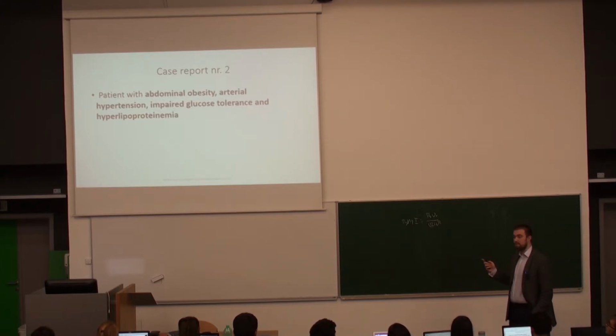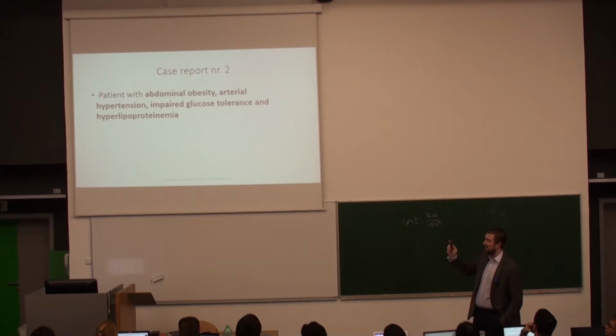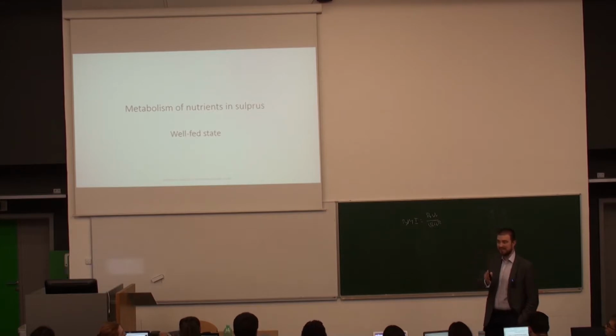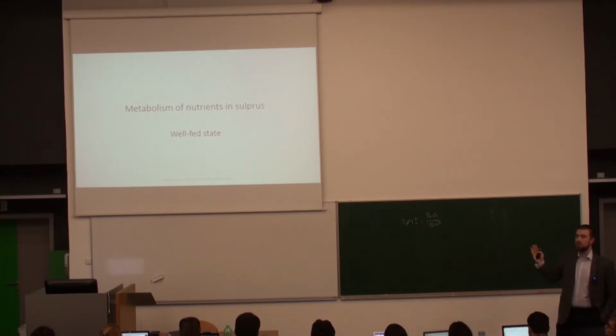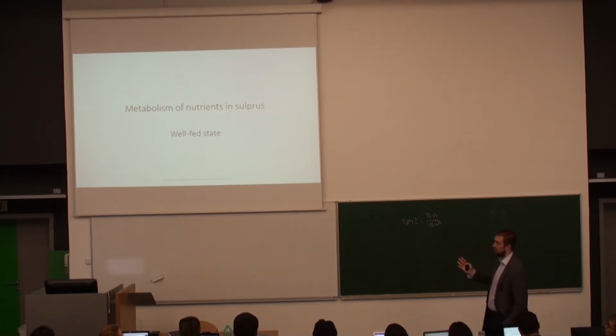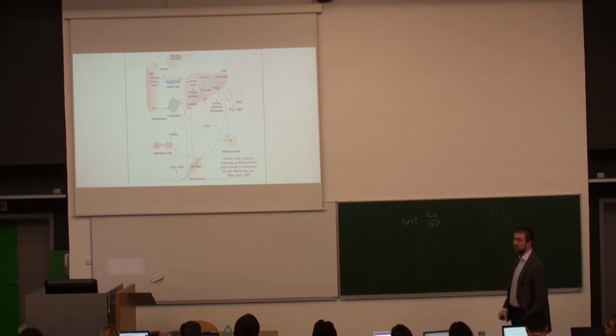So what is type 2 diabetes? We will come to it. Yes. Type 2 diabetes, to show you the changes, we will start with what happens in your body after a meal. Before we spoke about the fasting state, and now we will try to describe what happens to you in a well-fed state, that means after a meal. So we will use this picture for it.